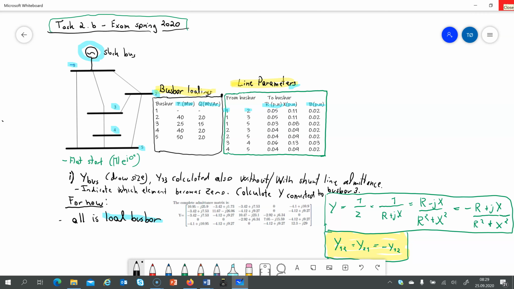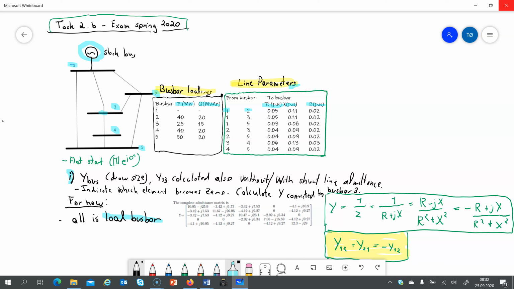In the first sub-question, we want to draw the Y bus. We know there are 5 buses, so this will be a 5 by 5 matrix. In addition, the task wants us to calculate Y33 with and without the shunt line admittance, probably just to see that you are aware of how we do it. You should also indicate in this Y bus which elements become 0. Then finally, you're going to calculate all the admittances connected to busbar 3.